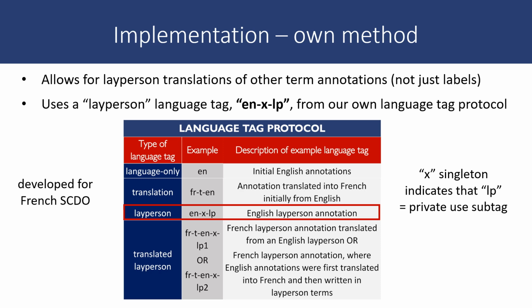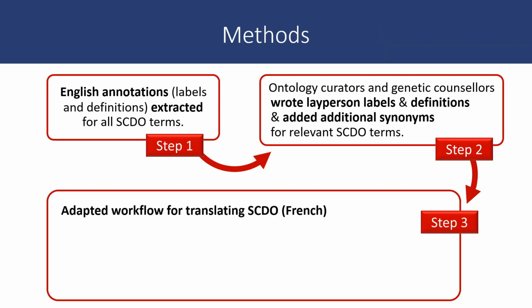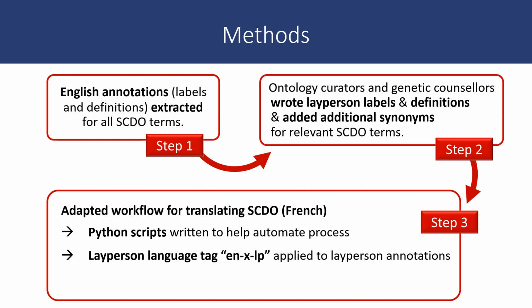use subtag. The third big step in the method involved adapting our workflow for translating the SCDO into French to create a new workflow for creating a layperson ontology. This involved adapting or writing new Python scripts to help automate the process of including layperson labels, definitions, and new synonyms in the SCDO OWL file and managing future updates, using those to apply the layperson language tag to layperson annotations in the SCDO file, and writing standard operating procedures or SOPs for all processes involved.